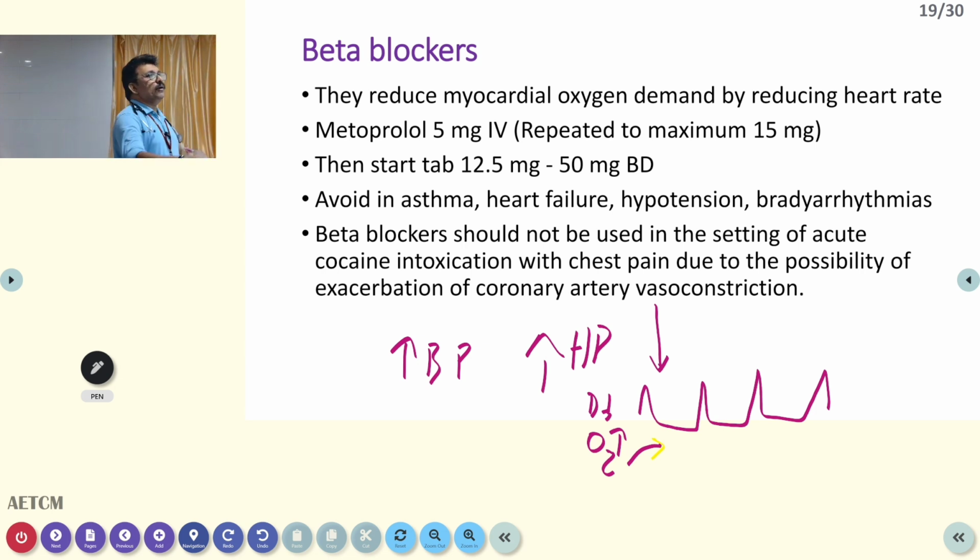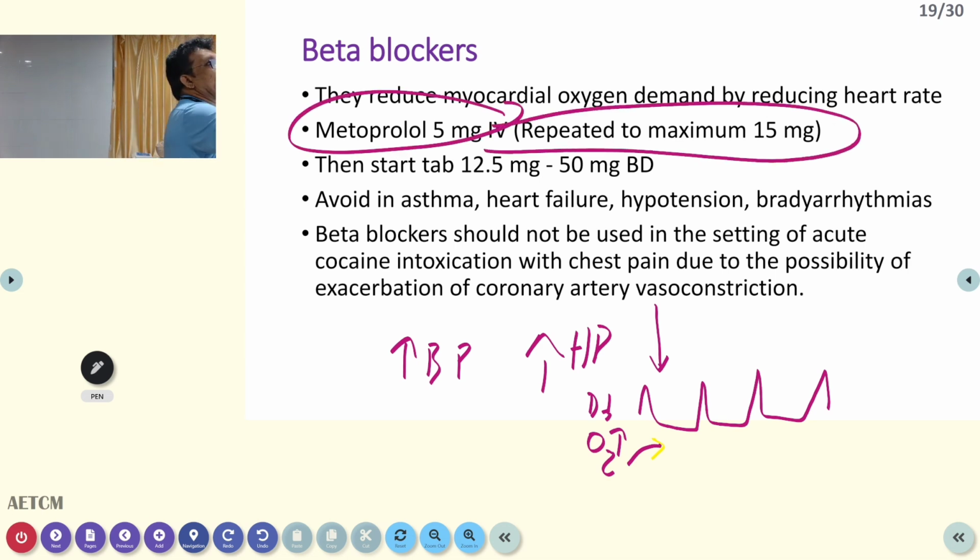So you can give metoprolol 5 milligram IV. You can even repeat 1 or 2 doses. Maximum 15 mg can be given. But if there is bradycardia, hypotension, or inferior wall MI, it is better to avoid this drug.